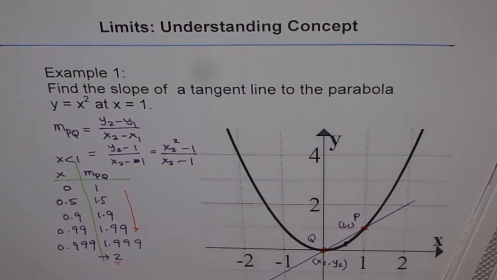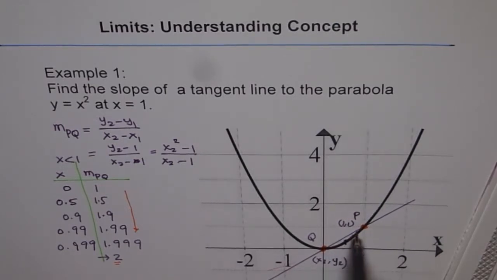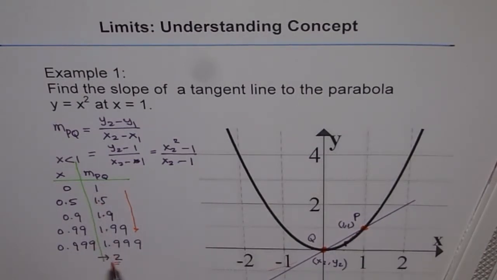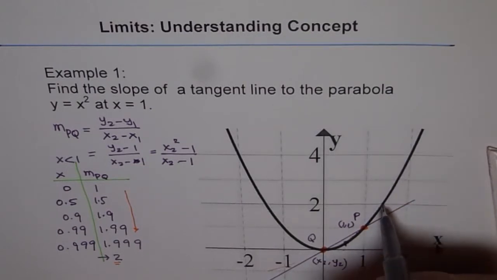Do you see that? So if you move from left to right, this point Q becomes closer and closer to P. We see that the slope increases from 1 to 2. So that could be the slope of our tangent. To be doubly sure about it, what we can do is take a point on the right side and approach from there.